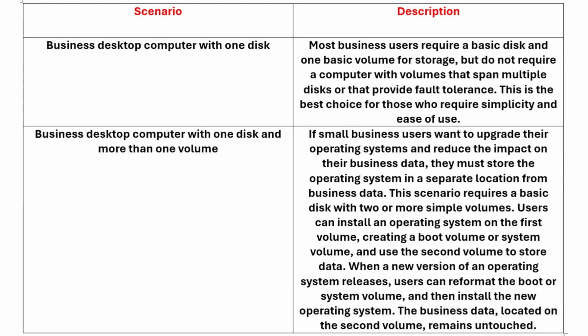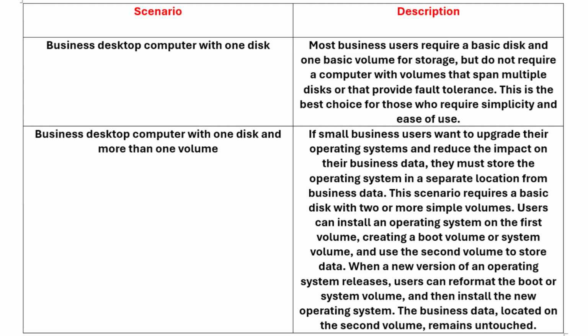Business desktop computer with one disk and more than one volume. If small business users want to upgrade their operating systems and reduce the impact on their business data, they must store the operating system in a separate location from business data. This scenario requires a basic disk with two or more simple volumes. Users can install an operating system on the first volume, creating a boot volume or system volume, and use the second volume to store data.